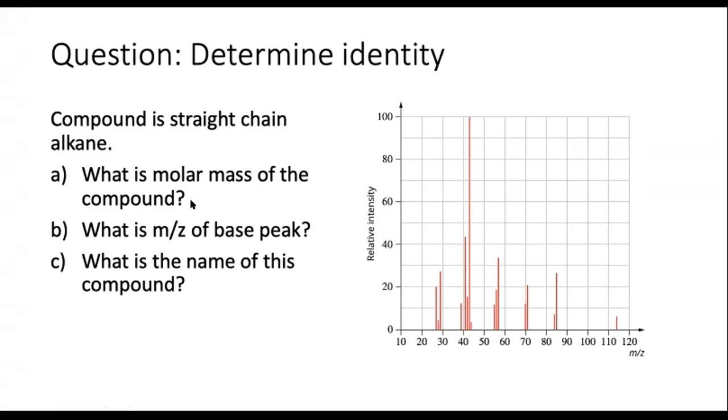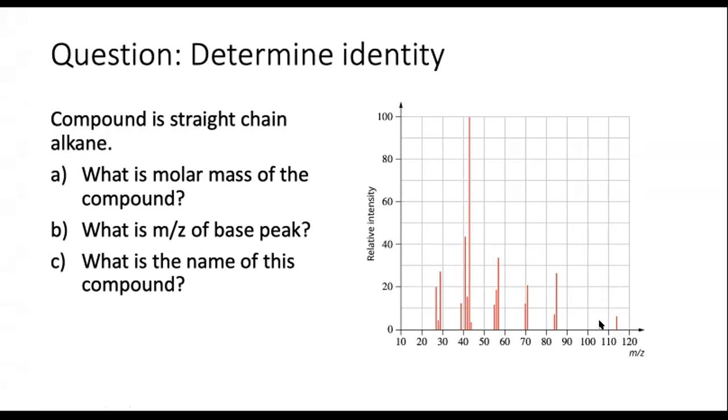And for the last part, question C, the name of the compound. So we know that it's a straight chain alkane. If we look at the molar masses of the straight chain alkanes, the first one is methane. Can it be methane? Well, the molar mass of methane is 16, so no, because as we found in part A, we want it to be 114.